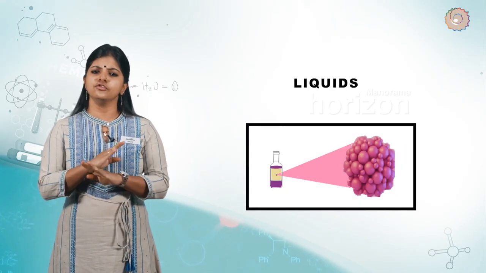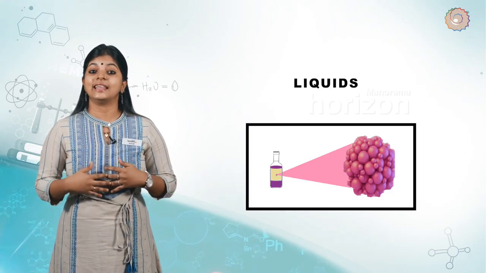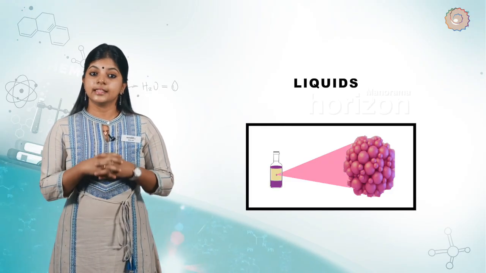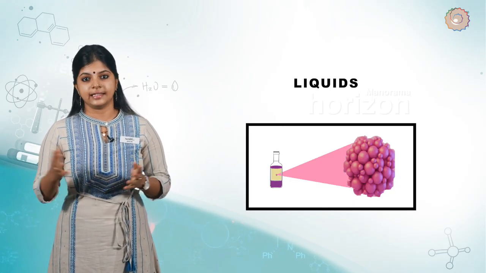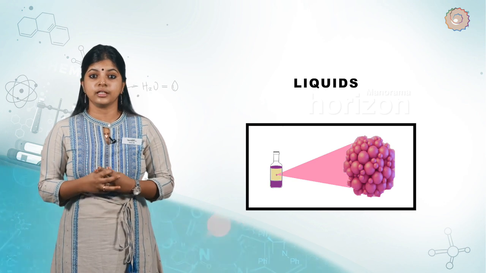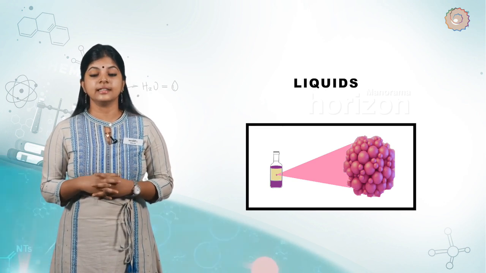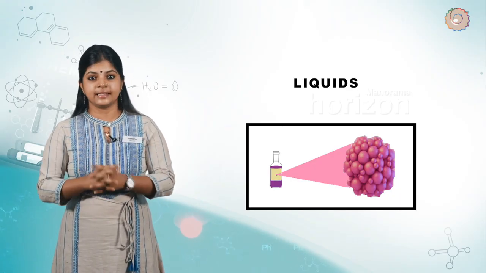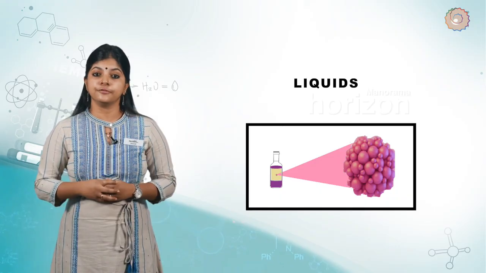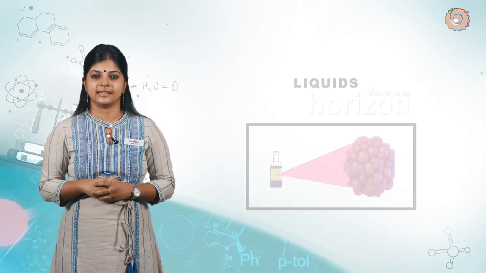Now coming to the properties of liquids. Liquids have no definite shape but have a fixed volume. Liquids always take the shape of the container. The space between the particles is intermediate to that of solids and gases, whereas the force of attraction between the particles is also intermediate. The movement of particles is again intermediate to that of solids and gases, and they are less compressible. Their rate of diffusion is more than that of solids but less than that of gases.